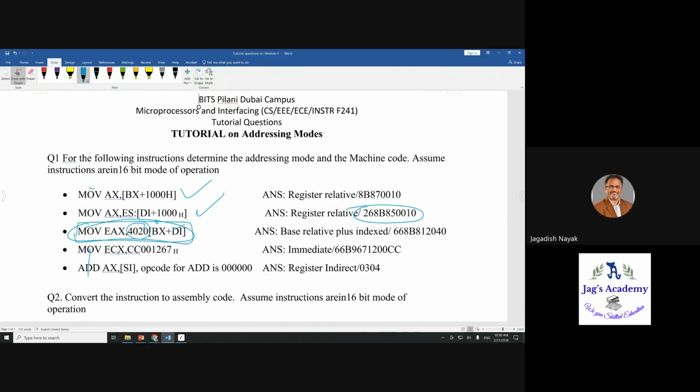This is the immediate addressing mode. Data is directly coming, right? That's why 67 is not required. Only 66 is required because of the register here. Okay, so can you convert this? Do it yourself.